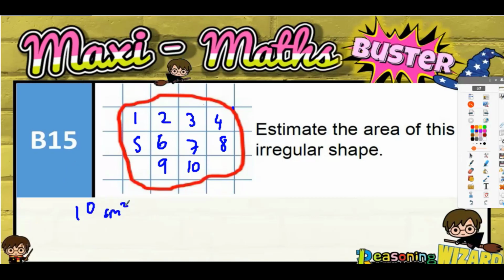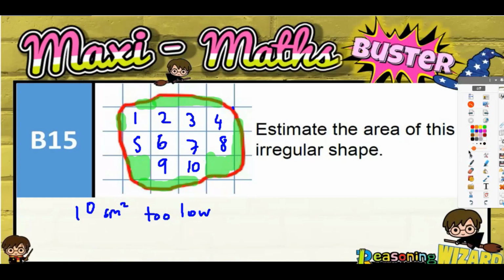Now, if you say that is your estimate and just count the whole squares, that's going to be too low. The reason that's too low is because you're totally ignoring all the bits of squares, like up here, a tiny bit there, down here, along the bottom here. These bits, the green bits, are all inside the shape, so they need to be counted. You can't just ignore them. That's why 10 is too low.